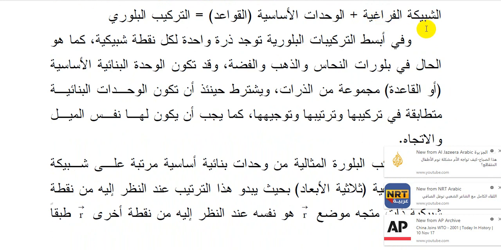The solid lattice plus the fundamental units, the bases or the matrices, equals crystalline structures. So the combination of the solid lattice and the fundamental units, the matrices, as stipulated before, results in the crystalline structure. Even in the simplest crystal structures, there is an atom for each lattice point, as in the crystals of Cu, Au, Ag, where the main structural unit, or the base, will be in the form of a group of atoms.